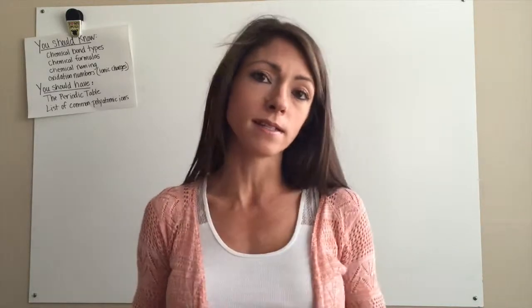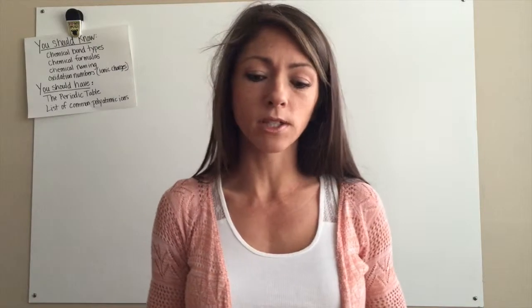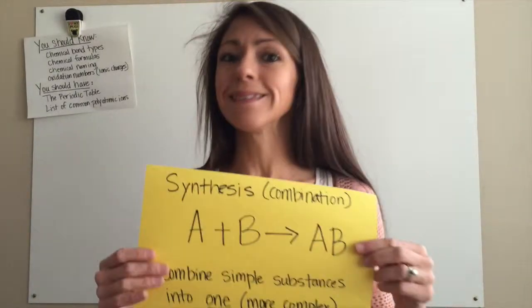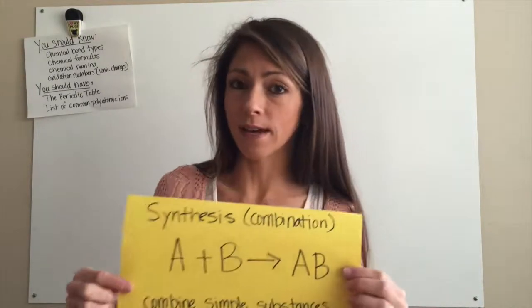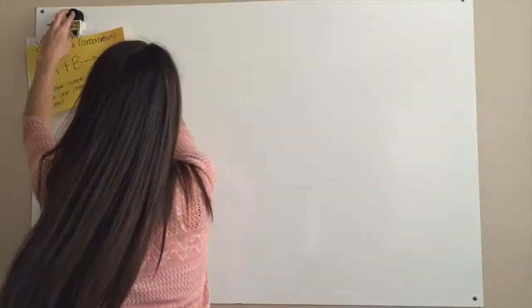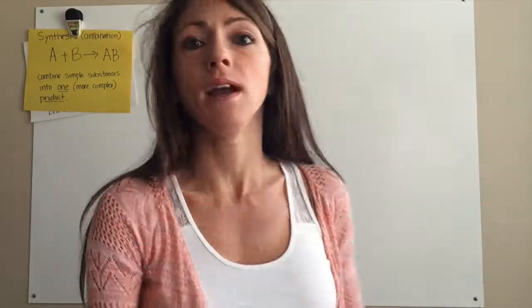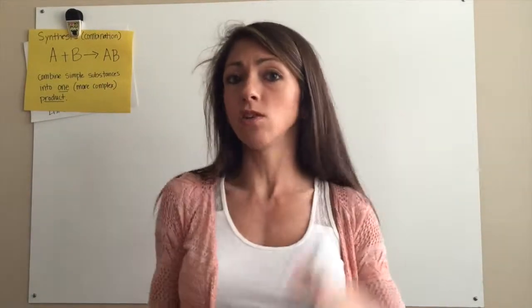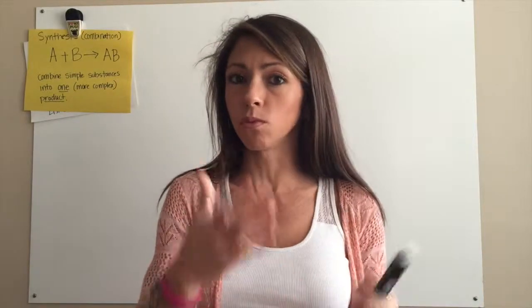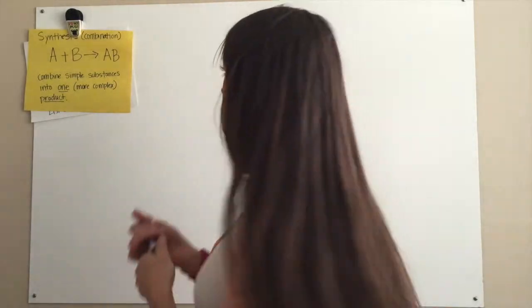A chemical reaction can be described in a very detailed way, but we can paraphrase it and condense it down into what we call a chemical equation. Now, there are 5 reaction types, and I'm going to start with the first one, which is called a synthesis or a combination reaction. I typically like to refer to it as a synthesis reaction. A synthesis reaction is when you have 2 simple substances and you combine them into one more complex substance, okay?